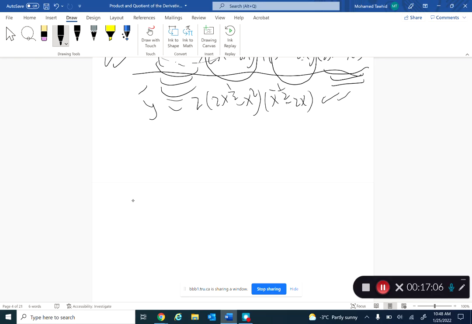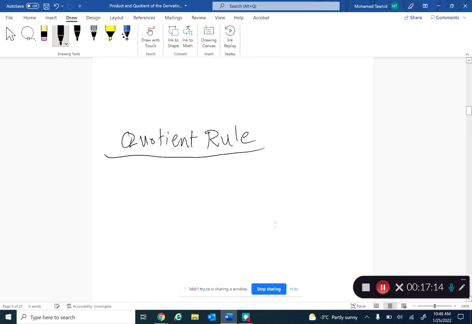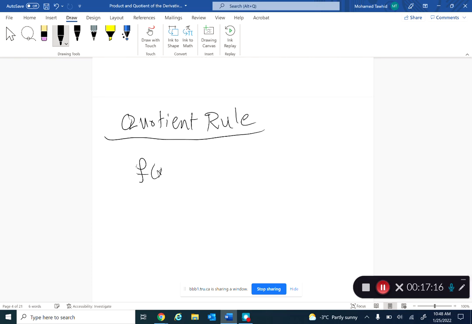So now I'm going to give you something called the quotient rule. What is the quotient rule, guys? Quotient rule: if you have a division, f of x divided by g of x like this, what is the derivative of this?